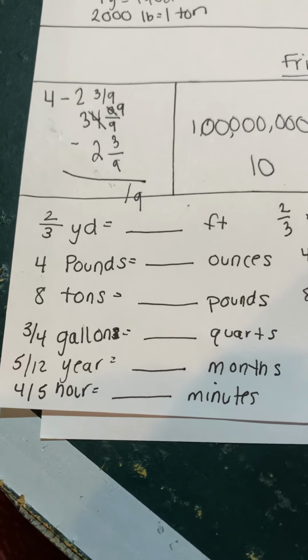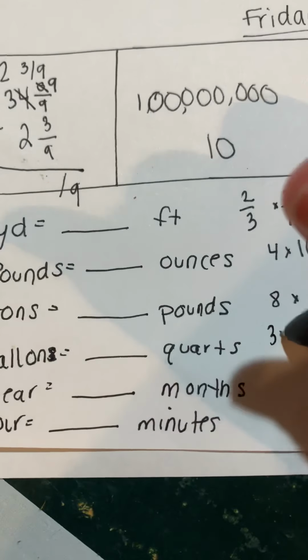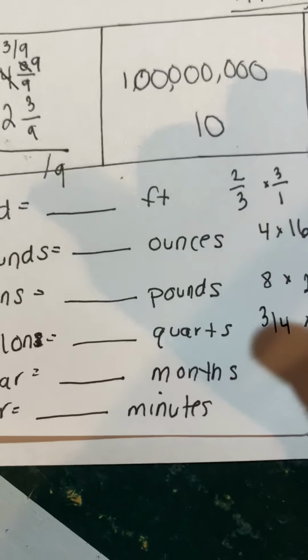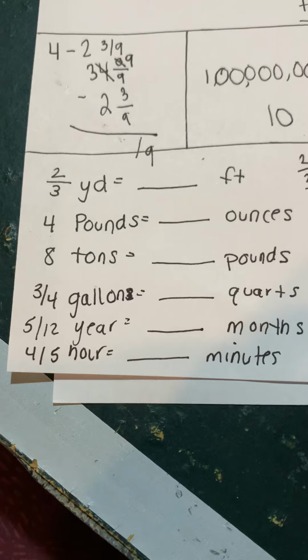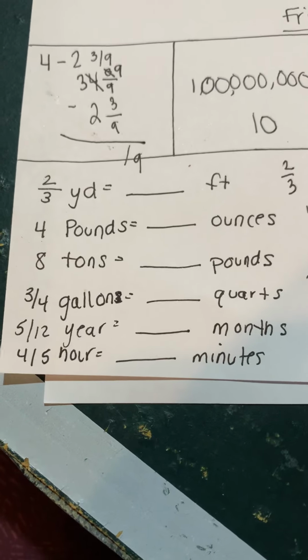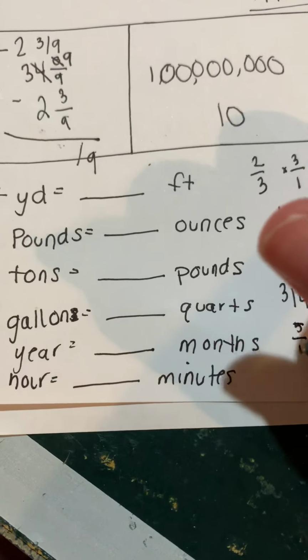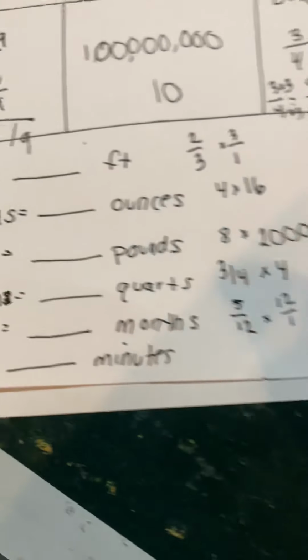3/4 of a gallon equals how many quarts? So you're going to do 3/4 of a gallon times 4, because there are 4 quarts in 1 gallon. 5/12 of a year equals how many months? You're going to take your 5/12, or 12 months in a year. You're going to multiply it times 12.